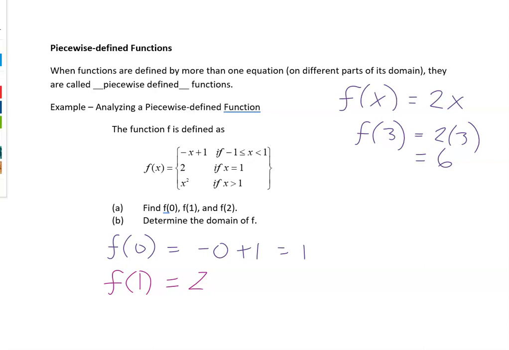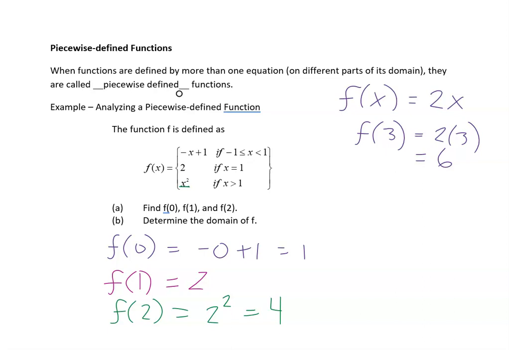And then last but not least, let's talk about f of 2. Again, we need to figure out where 2 falls into the domain of the function. Well, it's not between -1 and 1. It's not equal to 1, but it is greater than 1, so we're going to use the bottom piece of definition to evaluate f of 2. So we plug 2 in for x, and we get 2 squared is equal to 4. So when we're working with a piecewise defined function, it's important to make sure that we plug our values in to the correct piece when we are evaluating.